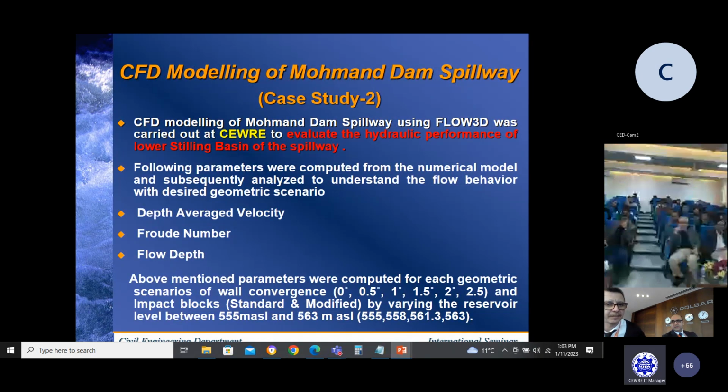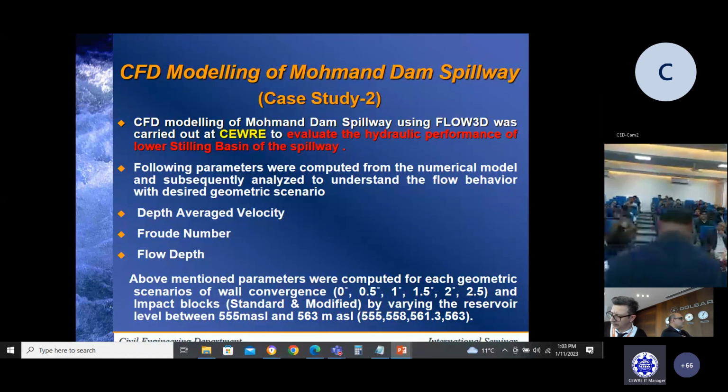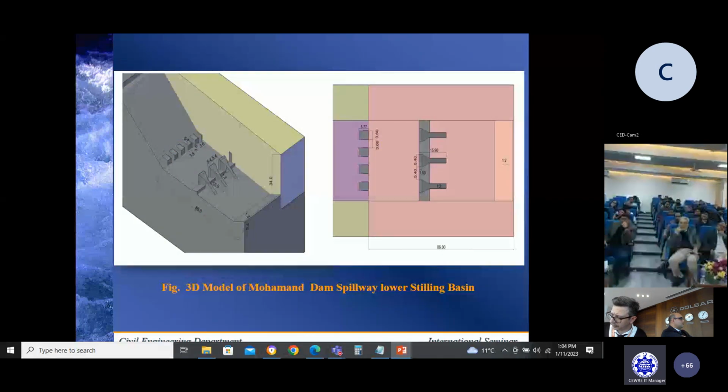Another case study which I have included in my presentation is the case study of the Mohmand Dam, which is in process and we have some results. It is being conducted at the CEWRE. Through this model we calculated the depth average velocity, Froude number and the flow depth to evaluate the hydraulic performance of the stilling basin, lower stilling basin. For this case, the model was operated at different reservoir levels and at full gate opening.